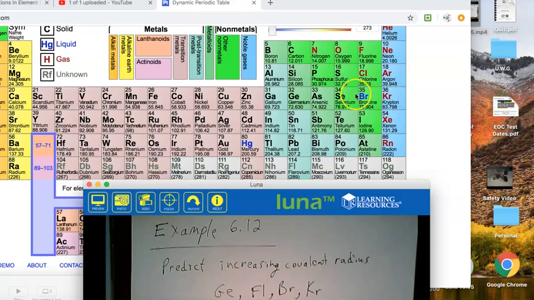Alright, so let's figure out which one's the smallest of these four. Okay, so germanium's here, bromine and krypton. So they are all in the same period here. And we have germanium and we have flerovium here. So we're going to see the smallest one. So we know the trend from left to right for atomic radius. As you go from left to right, elements get smaller, right?